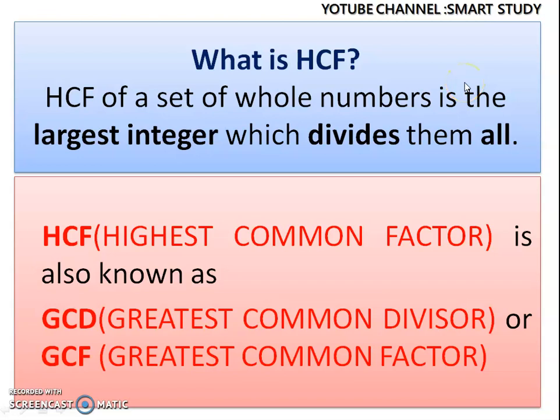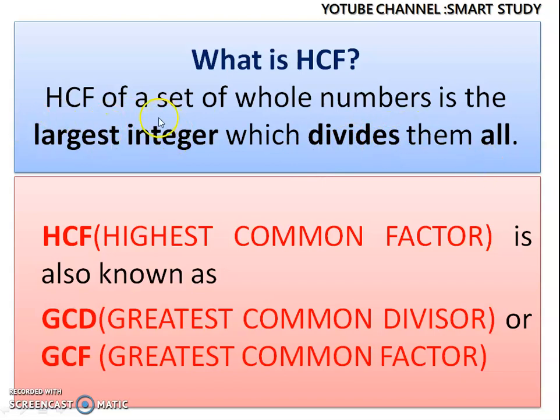Before discussing what are the methods to find out HCF, let us see what is HCF. HCF is known as highest common factor or greatest common divisor GCD or greatest common factor GCF. If you see, the common word in all these is highest or greatest. So what is HCF? HCF of a set of whole numbers is the largest integer which divides them all.